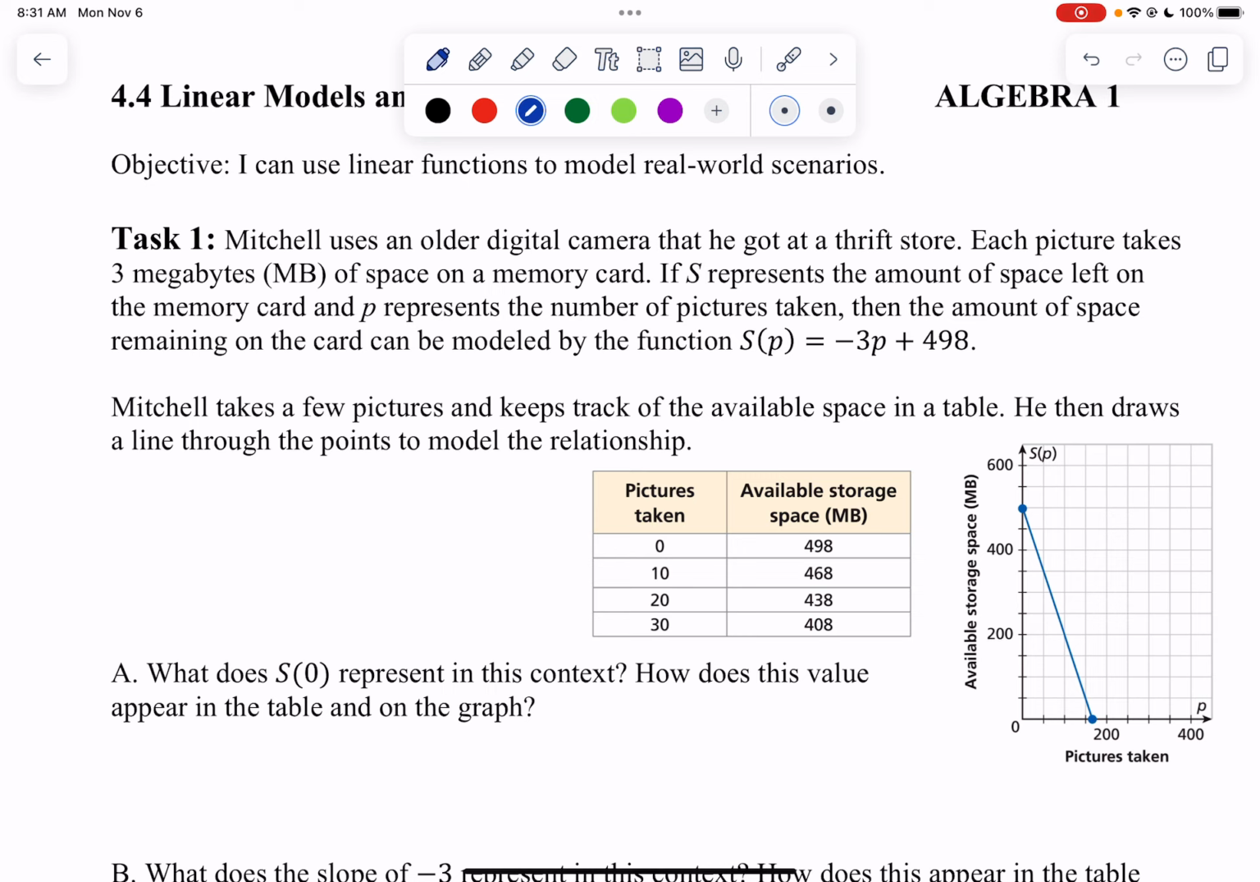Each picture takes 3 megabytes (MB) of space on a memory card. If S represents the amount of space left on the memory card, and P represents the number of pictures taken, then the amount of space remaining on the card can be modeled by this function right here: S of P equals negative 3P plus 498.